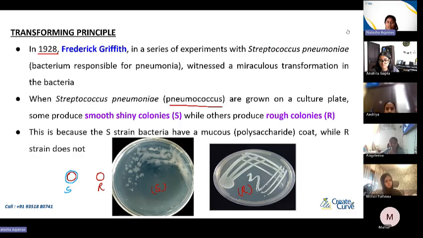Meher, you can tell us what are the two types of colonies that are produced on a culture plate for Streptococcus pneumoniae. What are the two strains that you would see? Ma'am, there's a smooth strain and a rough strain. The smooth strain is the one that contains the virus. Contains the virus? When you grow it in a culture, it produces the polysaccharide coat.